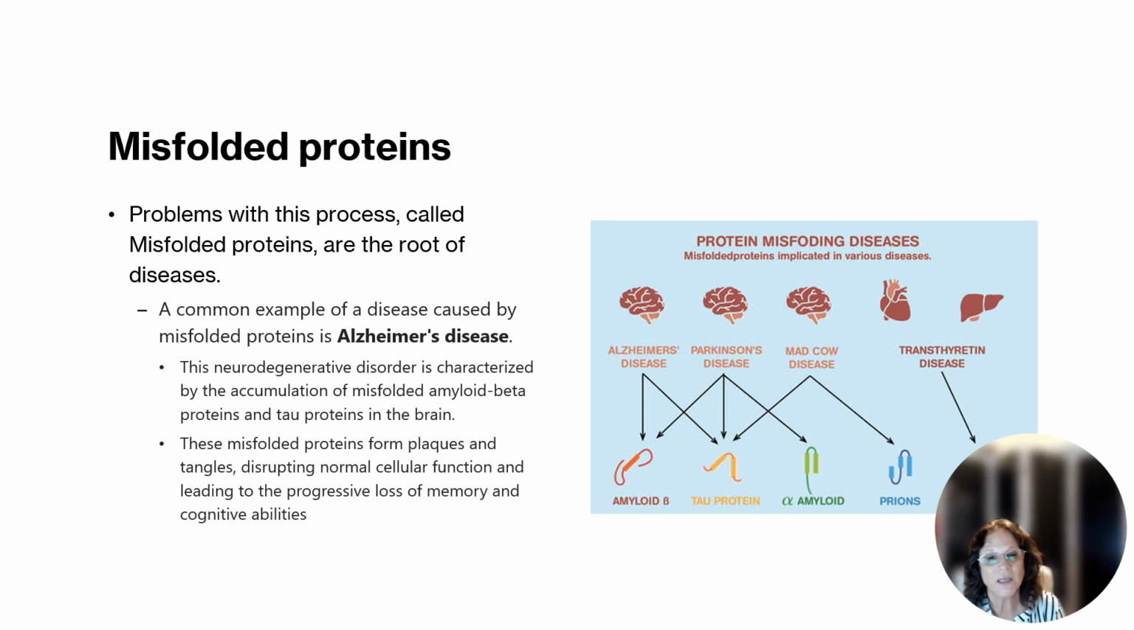What is happening in Alzheimer's is that there's an accumulation of these weird misfolded amyloid beta proteins and tau proteins in the brain. These misfolded proteins form plaques, which are like stiff little buildups, and they tangle together, and that's going to disrupt the normal cellular function. What ends up happening is it causes this progressive loss of memory and cognitive abilities. It's very, very sad.